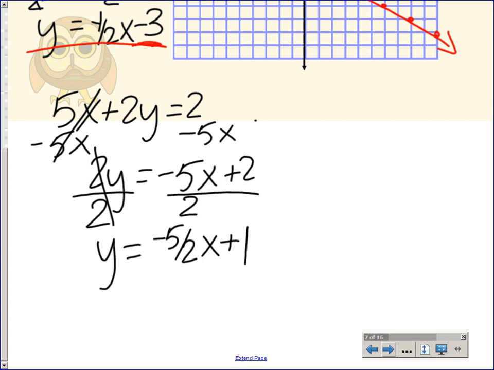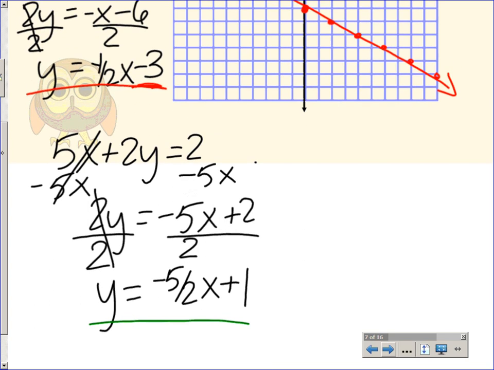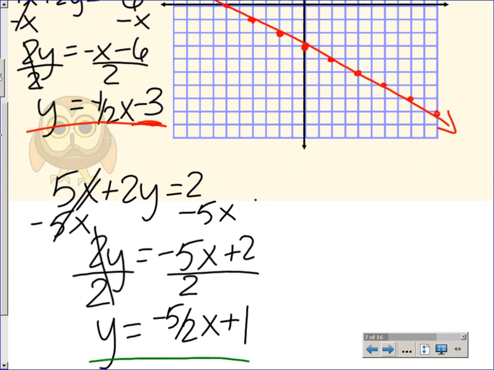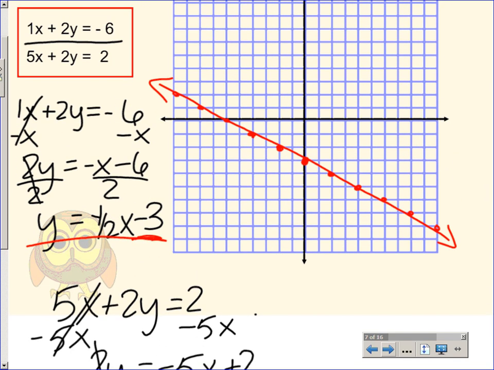So now I'm going to graph this as my green line. My y-intercept is positive 1, and my slope is negative 5/2. So I'm going to come down 5, 1, 2, 3, 4, 5, and over 2. Since finding my second point, I've already found where those two lines intersect. I'm going to draw that line.